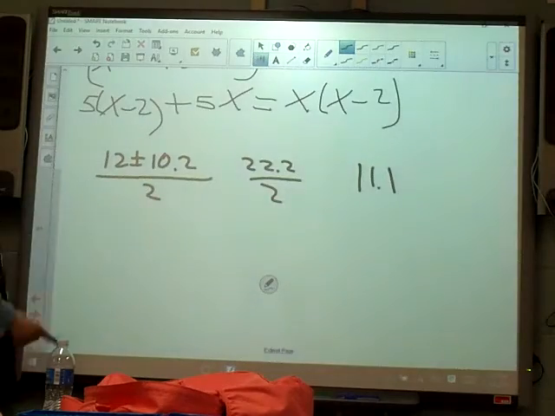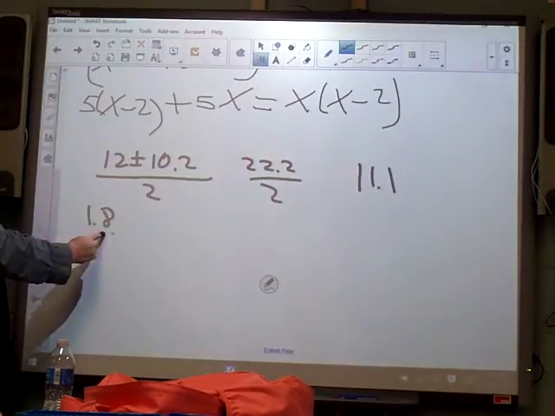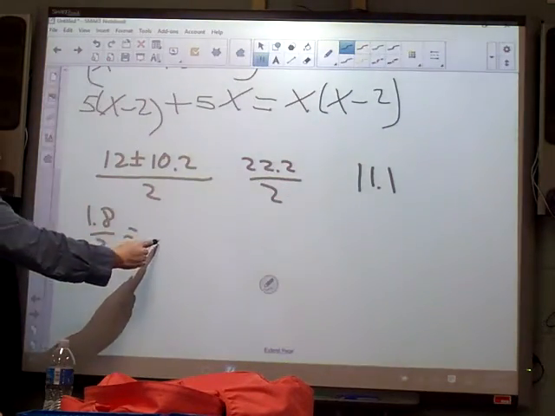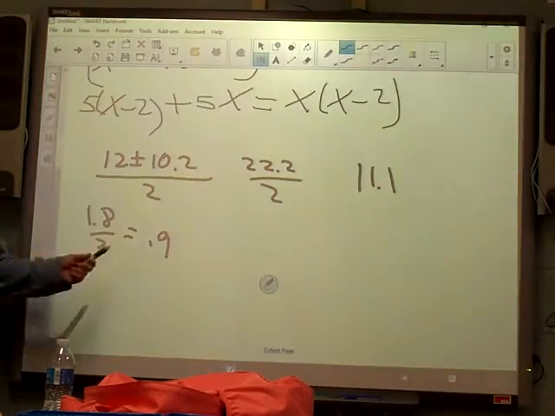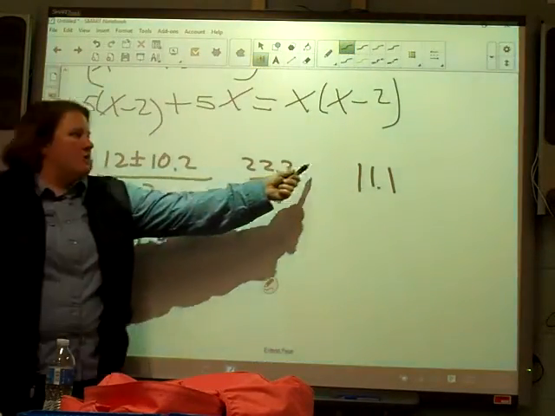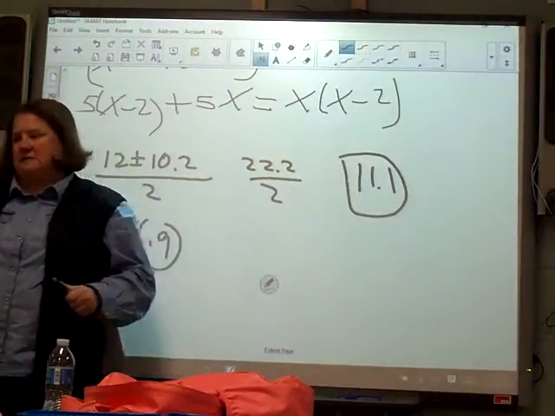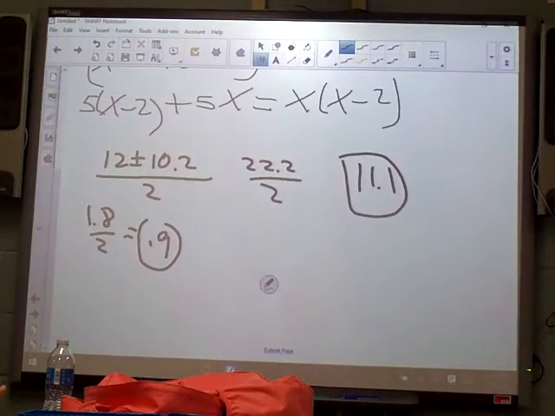12 minus 10.2 is 1.8. Should be 0.9. So remember what our x stood for in our original problem was how fast the slower chef could do the job by itself. Which one of those can it not be? How long did it take them to do the job together?